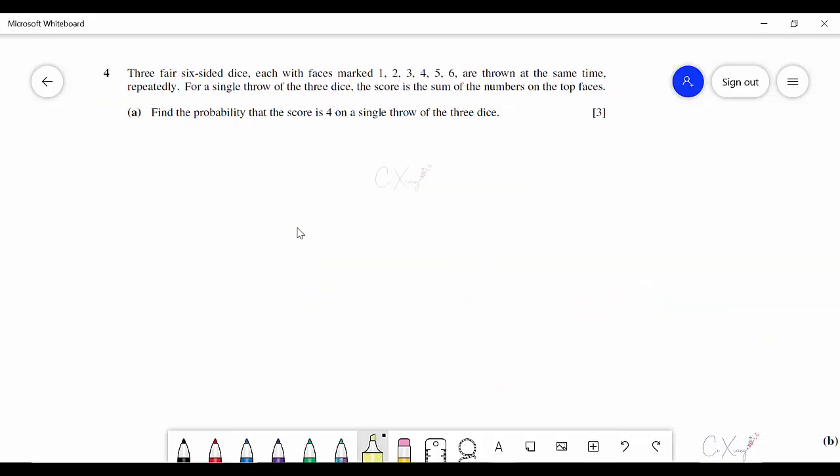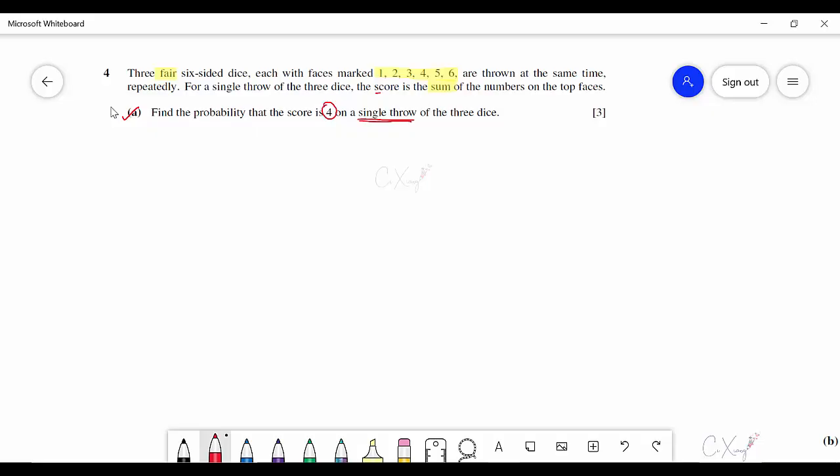Okay, so question number 4. Right, so we have 3 six-sided dice, each with the faces marked 1, 2, 3, 4, 5, 6, and they are thrown at the same time repeatedly. Okay, so for a single throw of the 3 dice, the score is the sum of the numbers on the top faces. Then for the first part, they want you to find the probability that the score is 4 on a single throw of the 3 dice. Okay, so when you throw the 3 dice for one time, they are asking for the sum, which is 4.